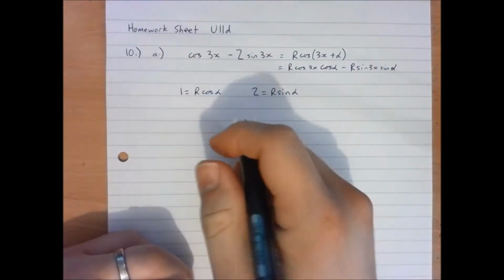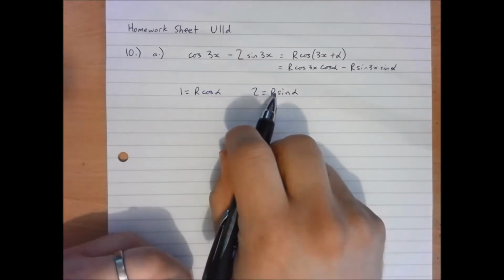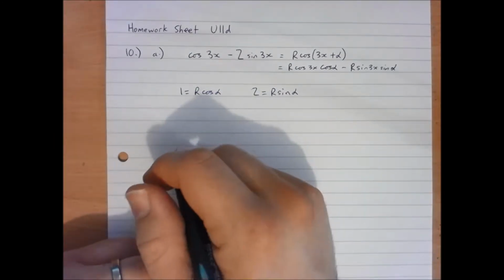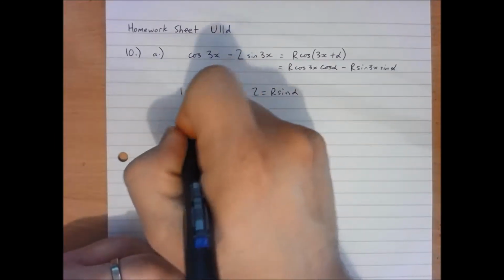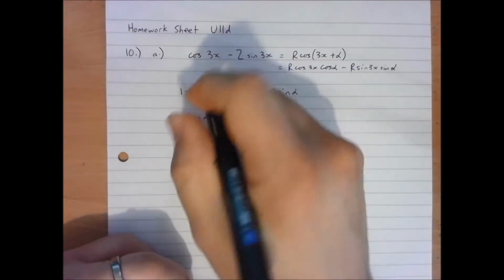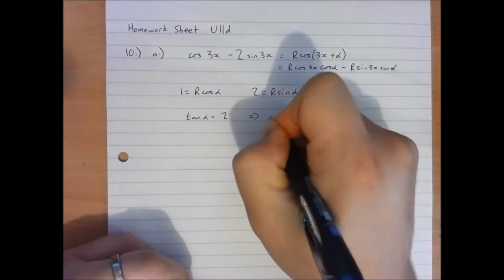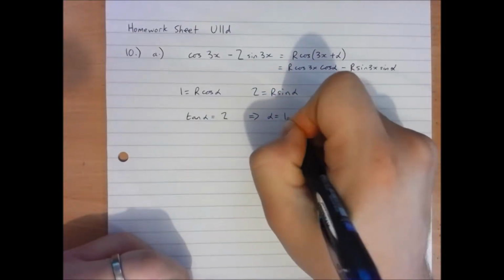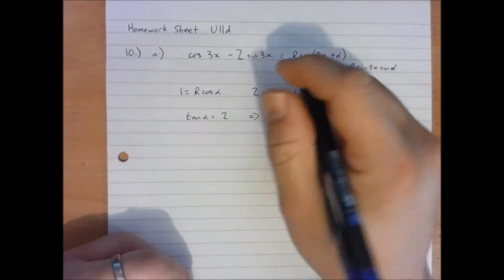Using some trig identities, if I do the second equation divided by the first equation, the r's will cancel, and sin alpha over cos alpha is tan alpha, that's equal to 2 over 1, or 2. And using a calculator, that gives me that alpha is 1.107 to 3 decimal places.